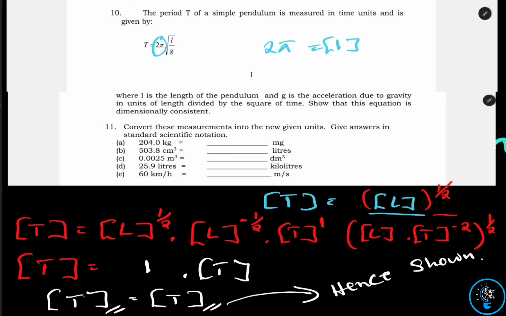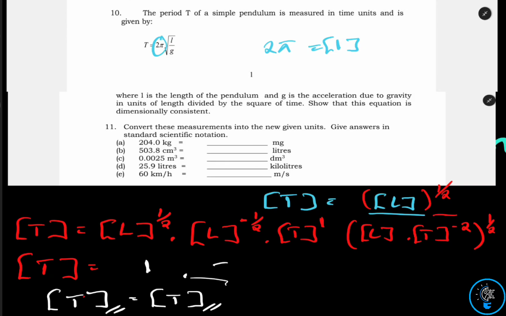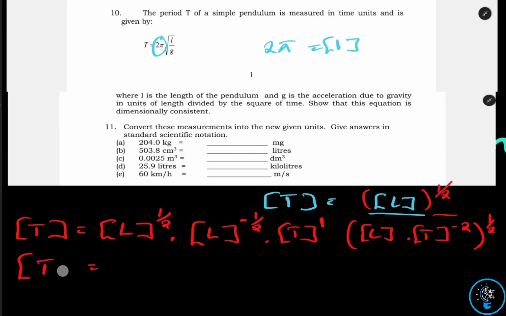Okay, so that's it for question 10. It's very, very easy if you know what you're doing. By the way, when you're writing your dimensional formula, always write it this way: type the letters inside and always put the square brackets to show that it's a dimensional formula. If you follow those steps, you get full marks for questions of this kind.